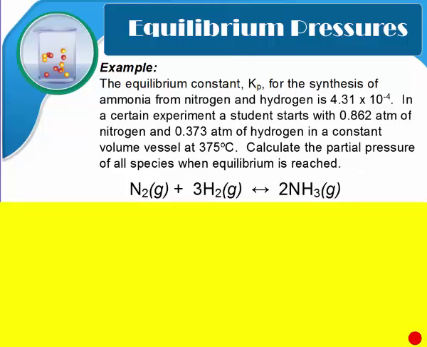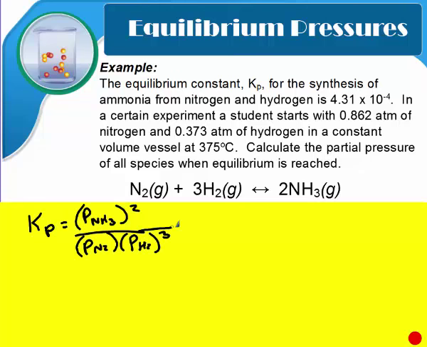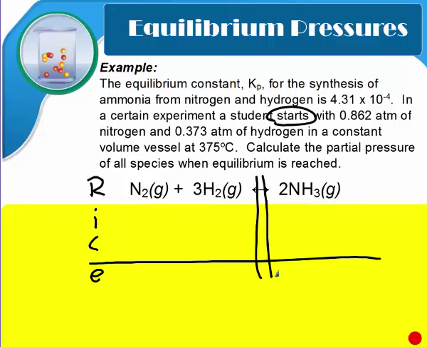First thing we needed to do was write our Kp expression. And on this problem, it says that we start with 0.862, calculate equilibrium. So we need an ICE table. So we have 0.862 and 0.737. They didn't say anything about NH3.